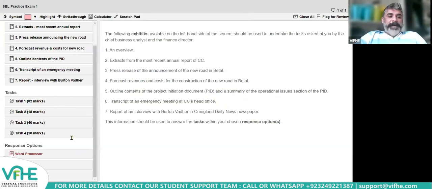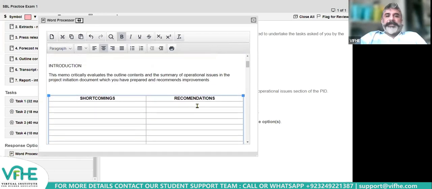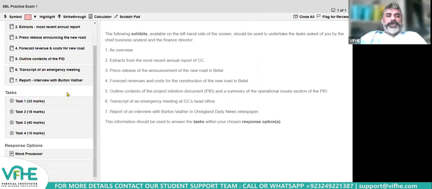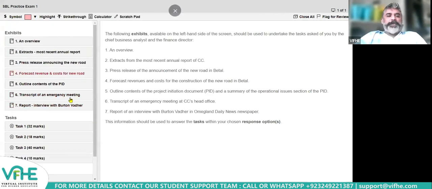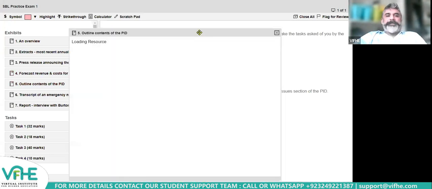Now our format is ready. Skeleton is ready. Now I want you to read. Which exhibit do you think will be more relevant to this? Go through the list of exhibits and let's see whether you're able to identify which exhibit is most relevant. Five. Absolutely correct. Outline contents of a PID.